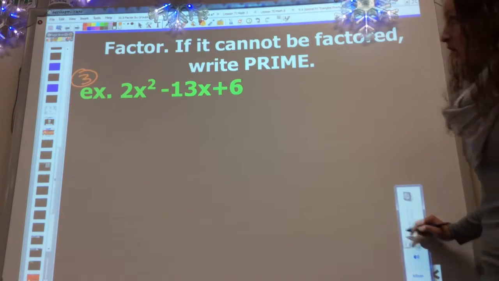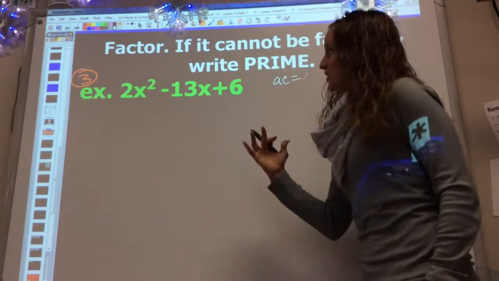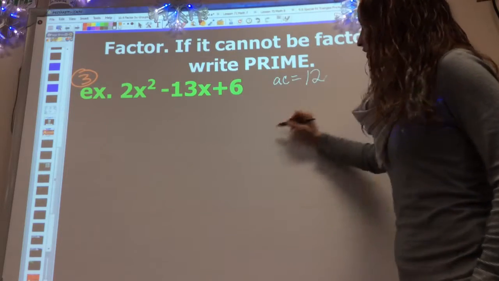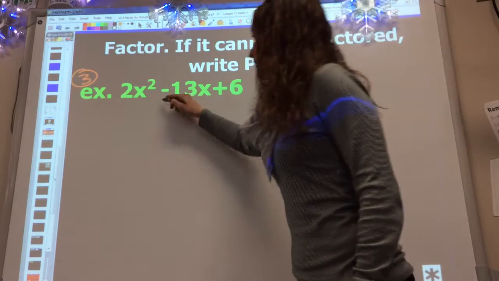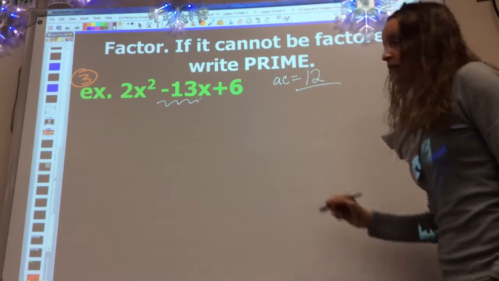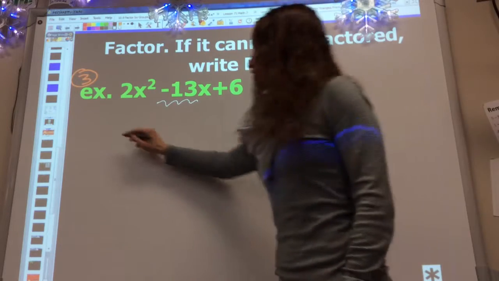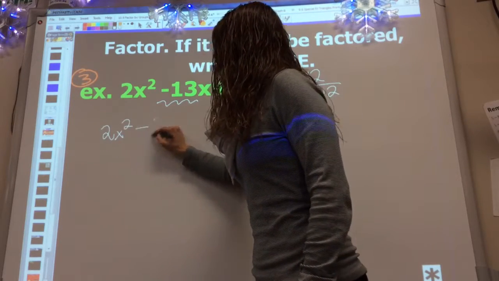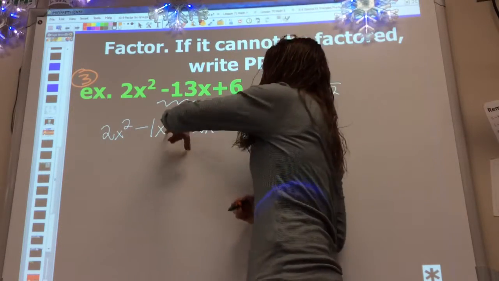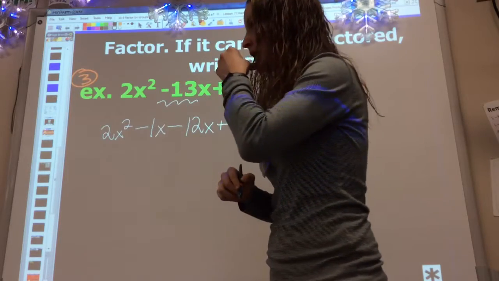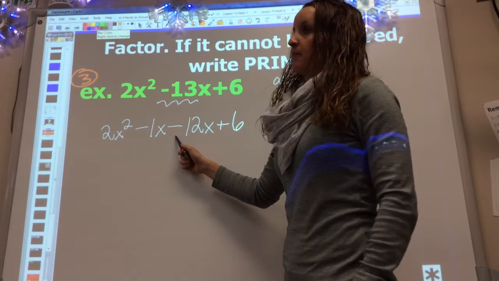I like that you guys all, I walked around and you saw AC. AC equals 12. Very good, okay? And then we want factors of 12 that add up to what number? Negative 13. Negative 1, negative 12. So then we have 2x squared minus 1x minus 12x plus 6. Is it okay if you have these flopped around? Yeah, that's okay. Now, we just want to make sure, what is our middle term?